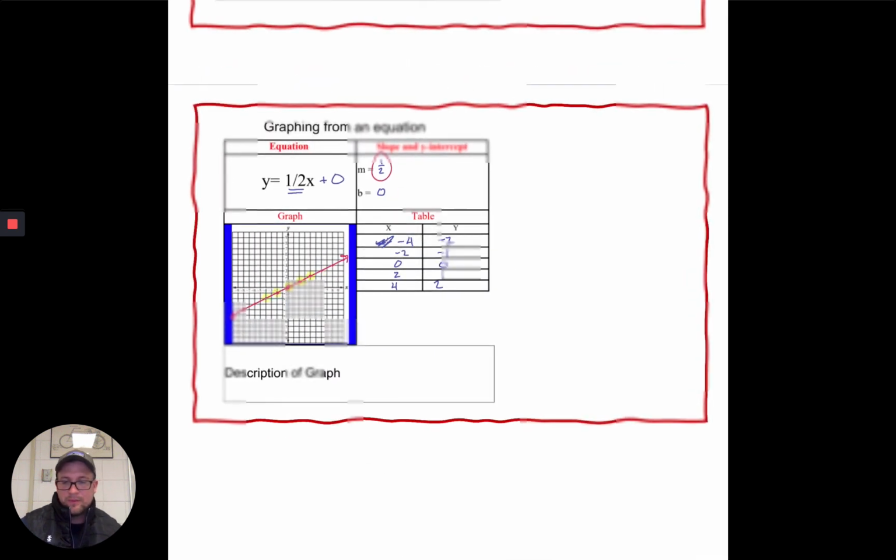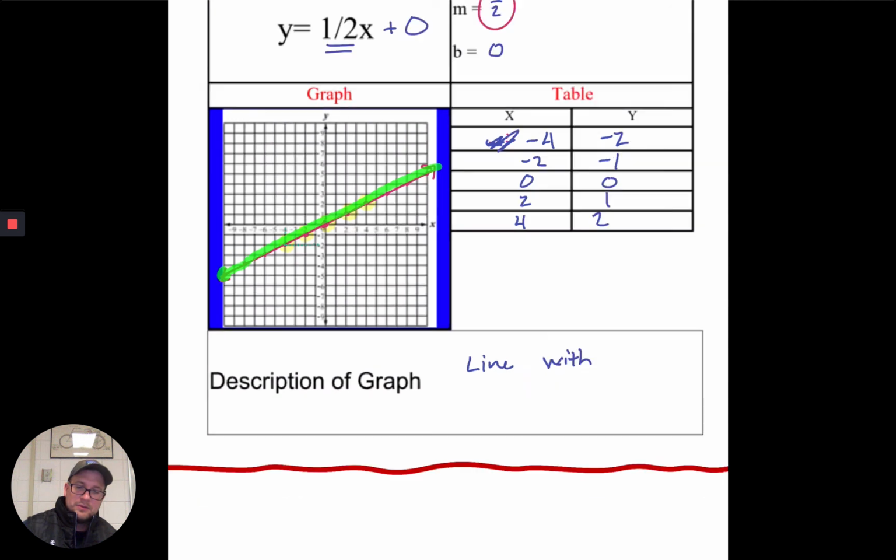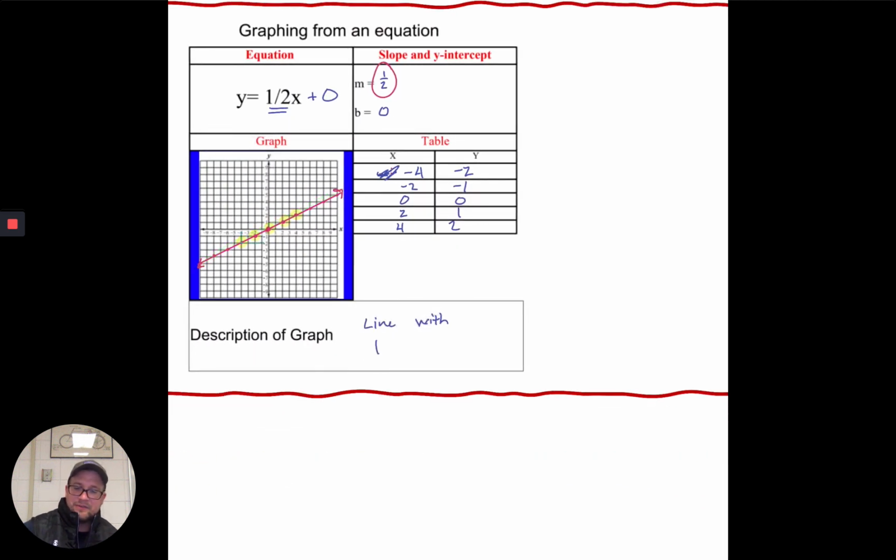Great. We've completed those 4 pieces very easily. Let's just talk about the description of the graph. Again, we see that this is a line, and we want to say with. Hold on. What kind of slope do we got? Start at the left. Always start at the left to look at your slope. It looks like we are going uphill. So this must have positive slope.